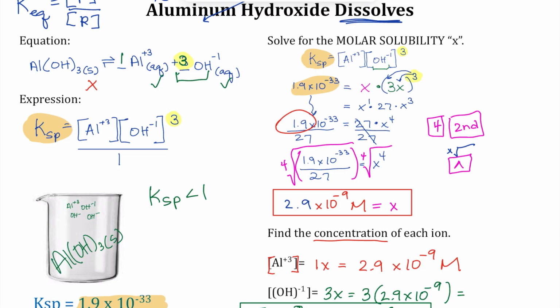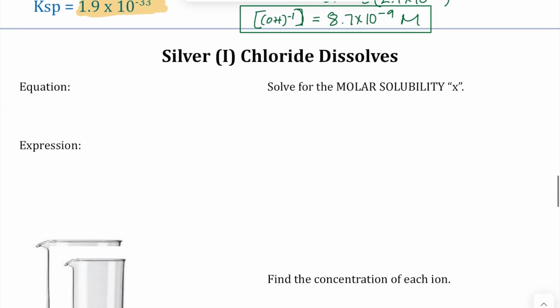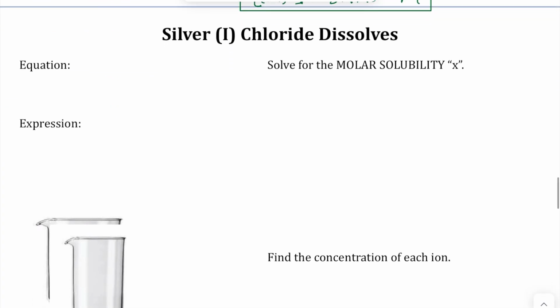All right, let's go ahead and do another one together. If you want, feel free to pause the video and try on your own. We're going to follow that same process. We're going to write the equation, and then we are going to write the expression and solve for that molar solubility. So we've got silver chloride. Silver is a +1, chlorine's a -1.